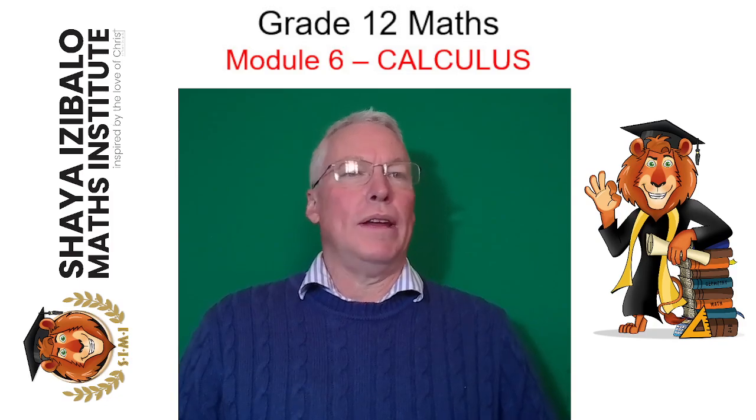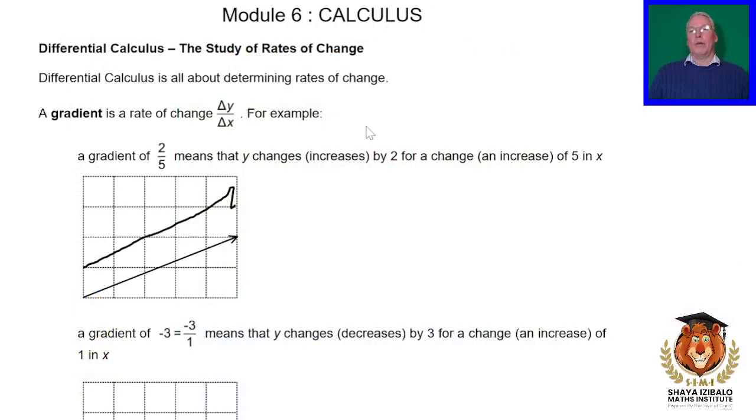Okay, so we're going to go straight to our workbook. There are two types of calculus. One's called integral calculus, which we don't do at school, but differential calculus is all about the study of rates of change. We've already encountered a rate of change. A gradient is a rate of change. We're looking at how y changes for a given change in x.